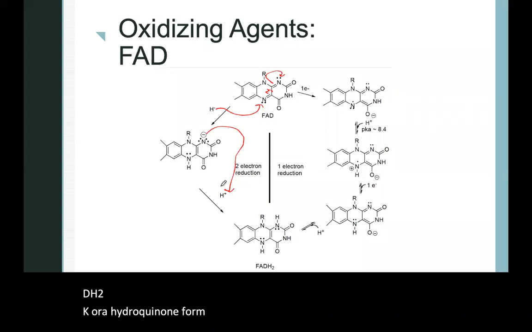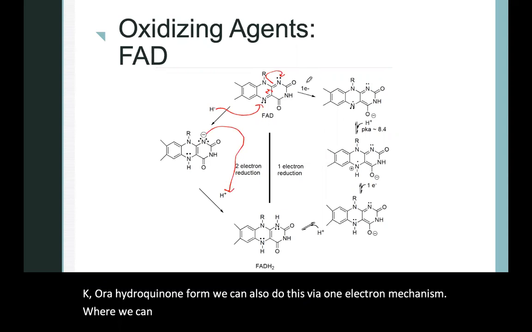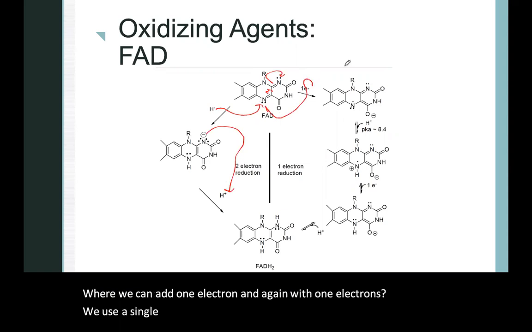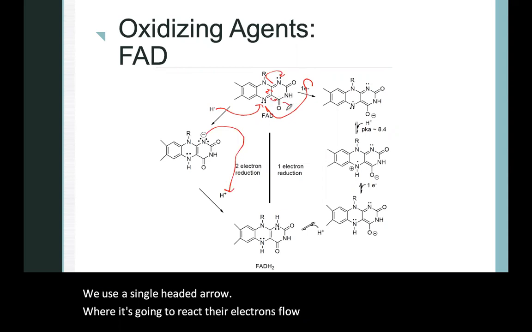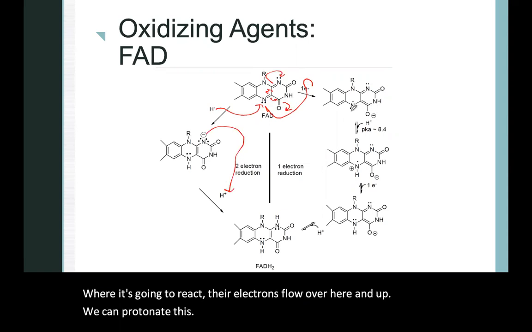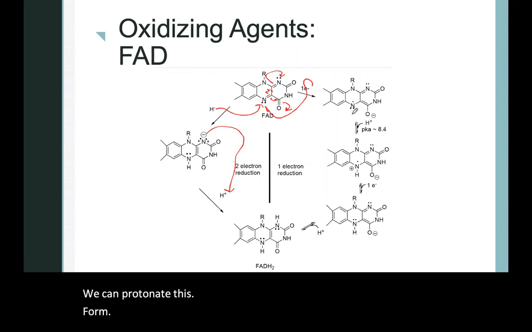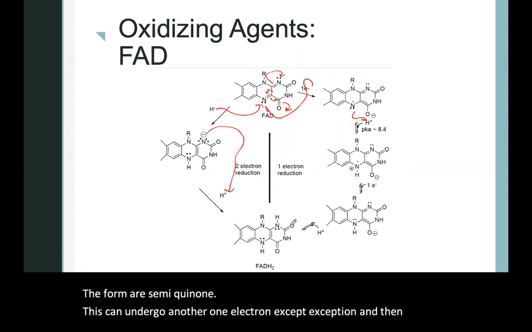We can also do this via a 1 electron mechanism, where we can add 1 electron, and again with 1 electron we use a single-headed arrow, where it's going to react there, electrons flow over here and up. We can then protonate this form to form our semiquinone. This can undergo another 1 electron addition and then protonation again to form our hydroquinone form.